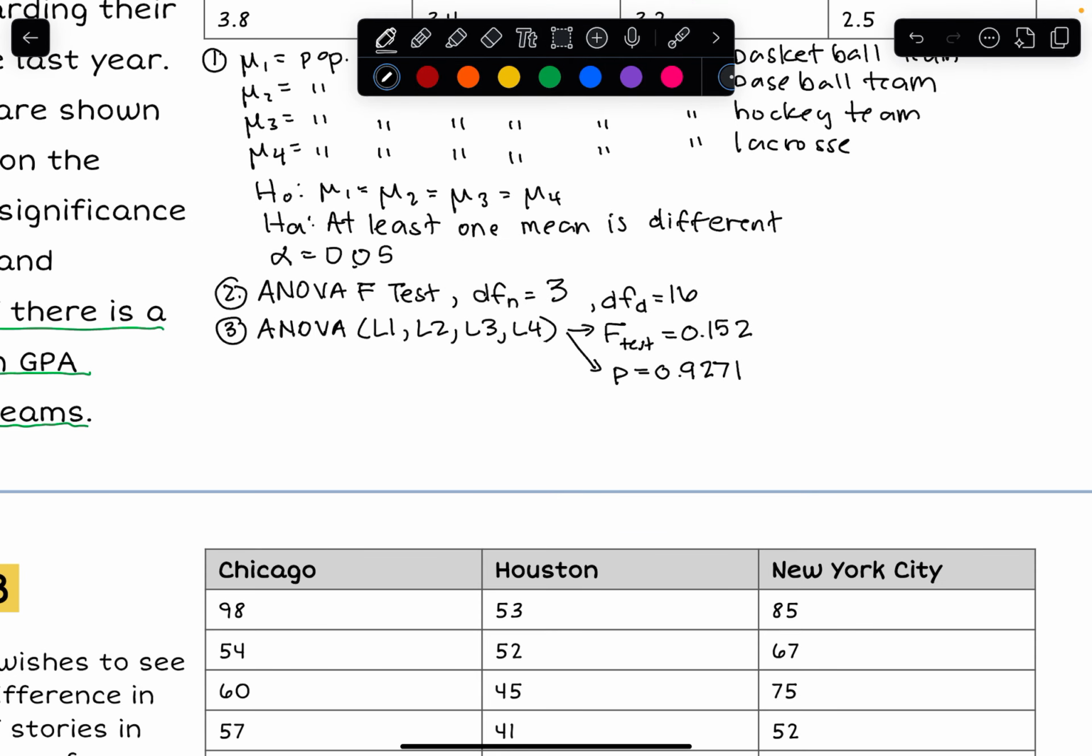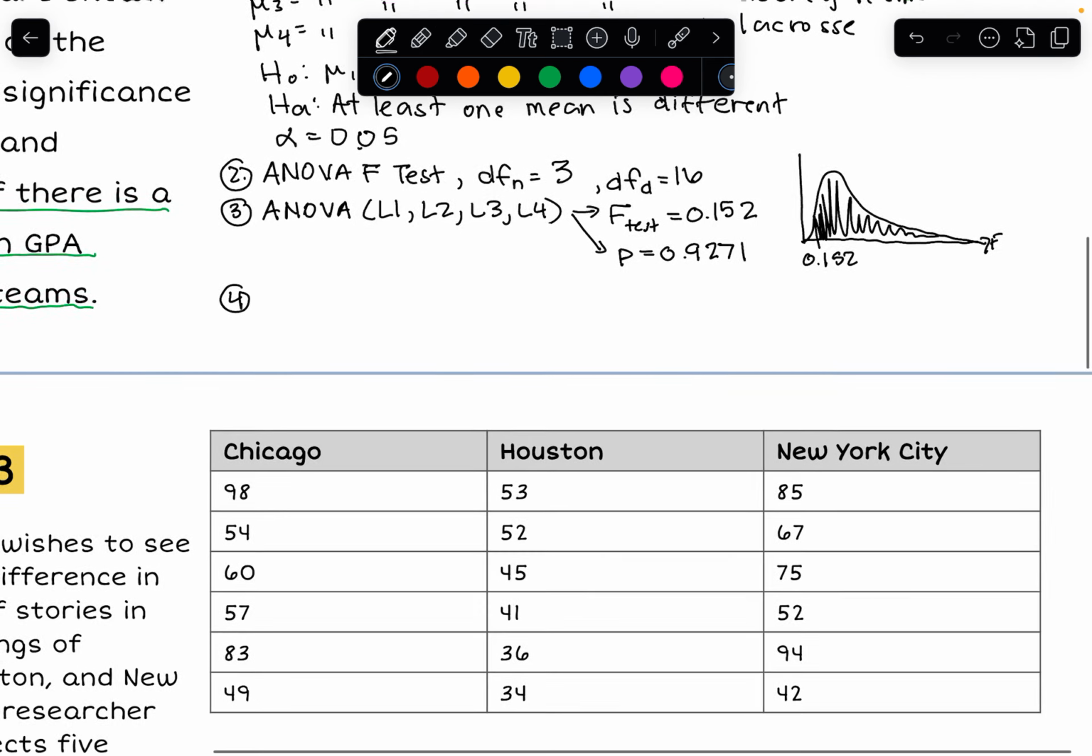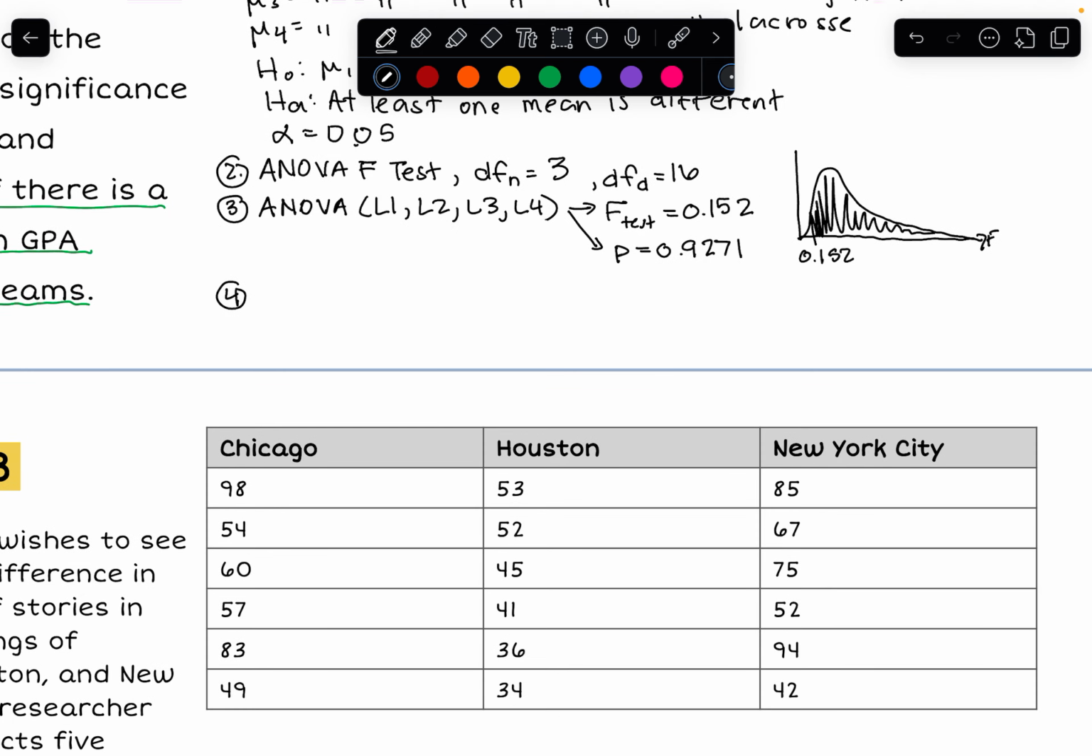So looking at that, the p-value is pretty big. If I were to draw my F distribution, I've got 92% of the data. So I'm way over here close to the origin, and it's always a right tail test. So I am shading in most of that curve. Because that p-value is so big, I know I'm failing to reject my null.